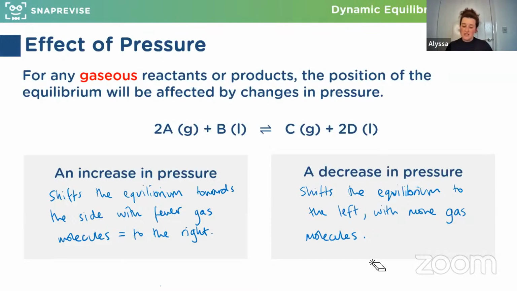No, not necessarily, because if you consider that liquids and solids have a very stable and consistent volume, when you increase or decrease pressure, the only thing that's going to change in volume or pressure is the gaseous substances. So you can basically ignore liquid and solid substances in this case. It's a good thought, a good thing to be aware of, but it doesn't matter.